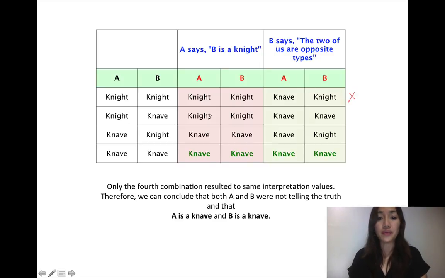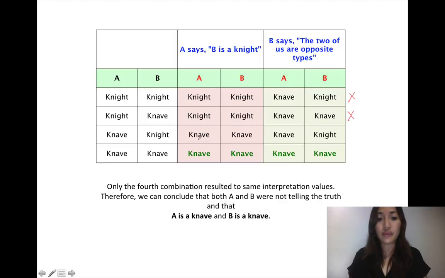For the second row, I get A as a knight and B as a knight for the first scenario. For the second scenario, I get A as a knave and B as a knave. You can see that A's and B's have different values, so this is also invalid.